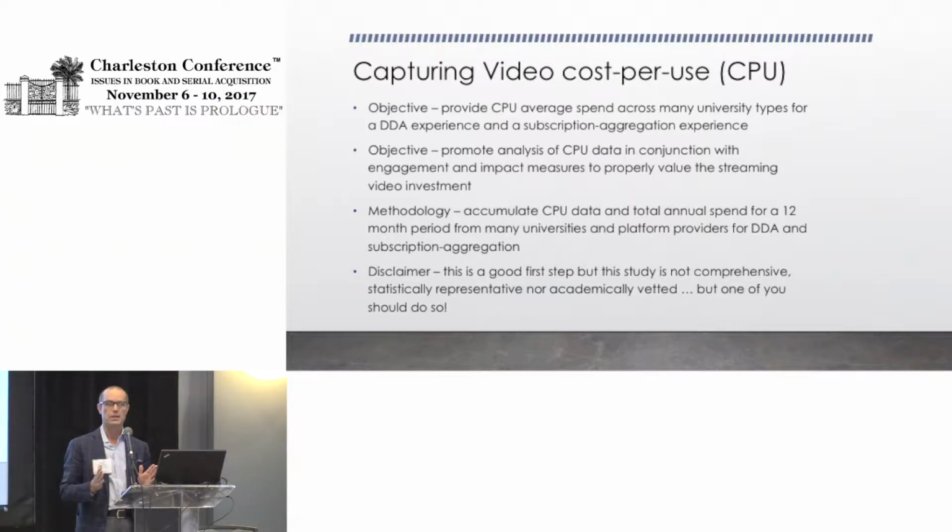For anyone who's interested, we have about 50 schools in the data set. We're happy to share it with you. Just email me and I'll send you that data. Do as you like with it.